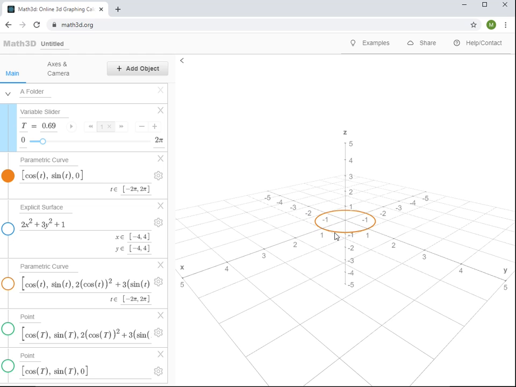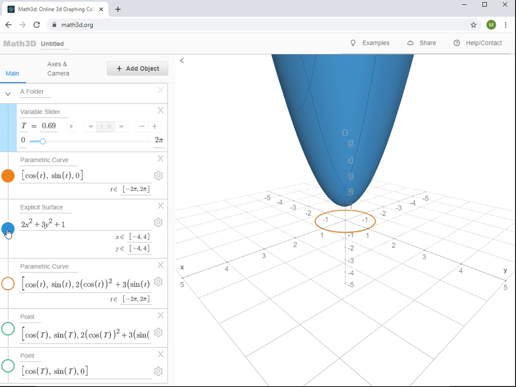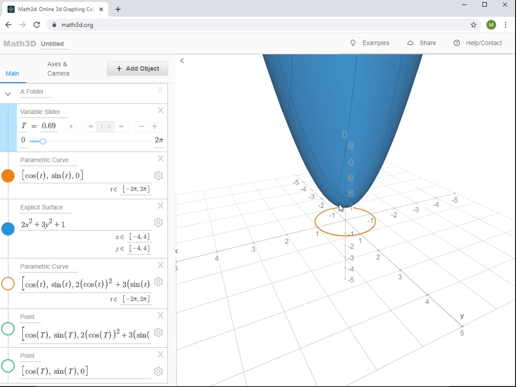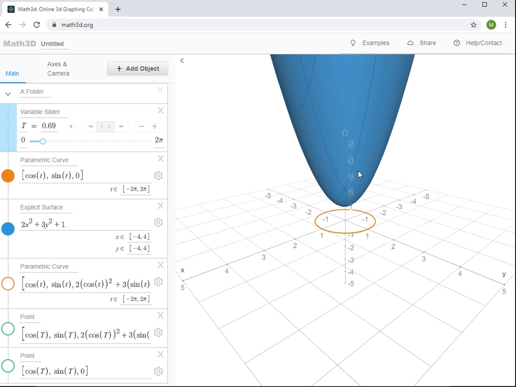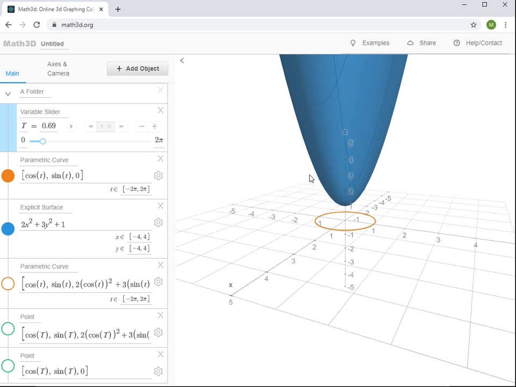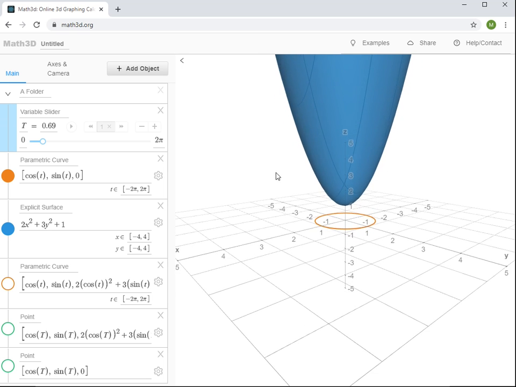So right here, I just have our unit circle in the xy plane. Okay, and then we are looking at this surface, which is a nice paraboloid. It's not a circular paraboloid. The cross sections parallel to the xy plane aren't circles because we have a 2 in front of the x squared but a 3, so they're actually ellipses. But in any event, nice looking surface here.